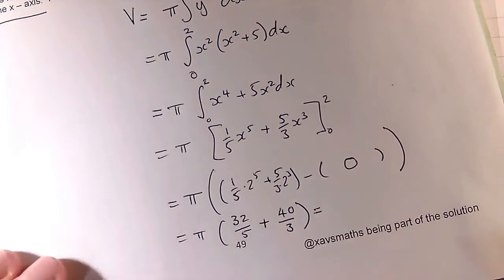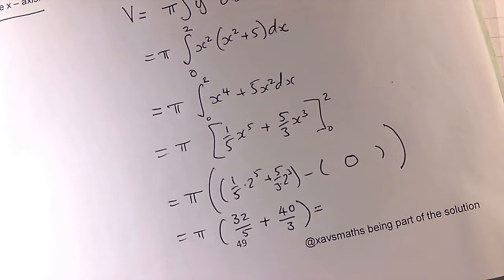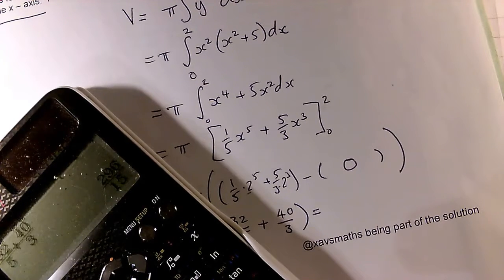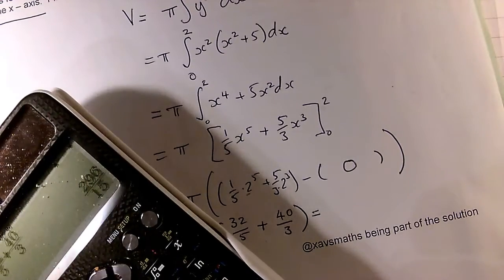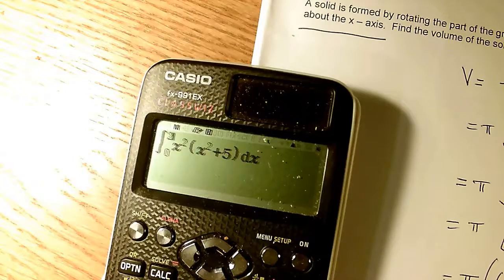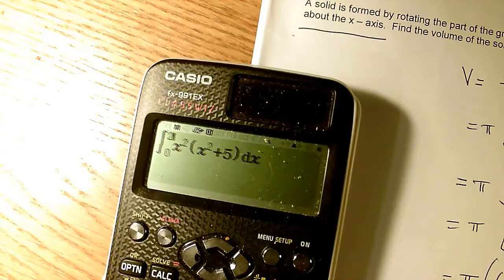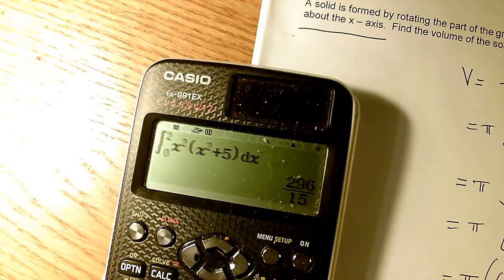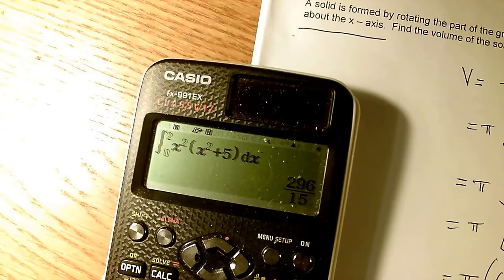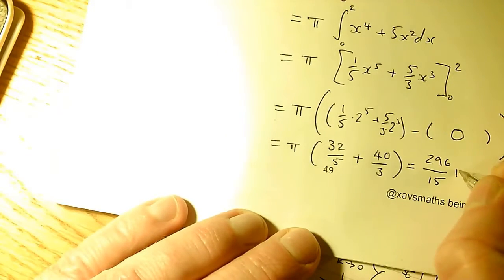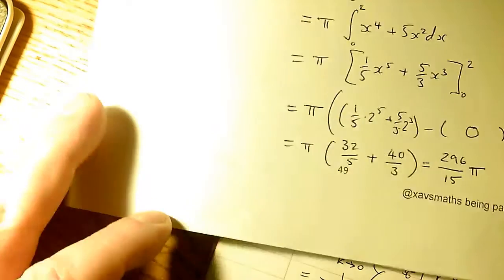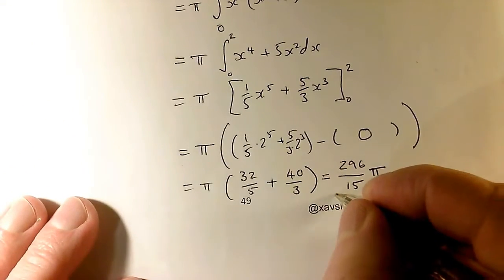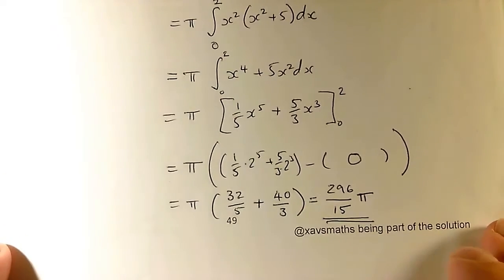If I'm feeling stupid, I can just do that on my calculator, and my calculator thinks the answer is whatever that says, 296 over 15. And while I'm cheating outrageously on my calculator, I can do the original integral, and it gives me 296 over 15, so I've not mucked up. Except I have completely mucked up if I don't put pi on my answer. So 296 over 15 pi is my final answer to that question.